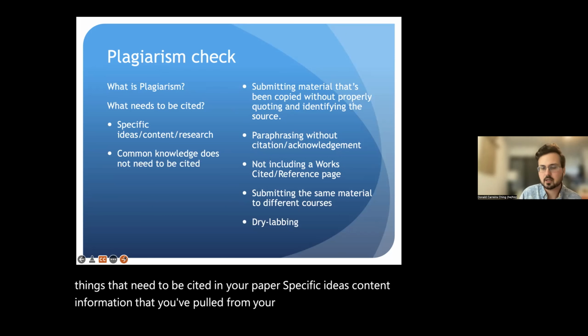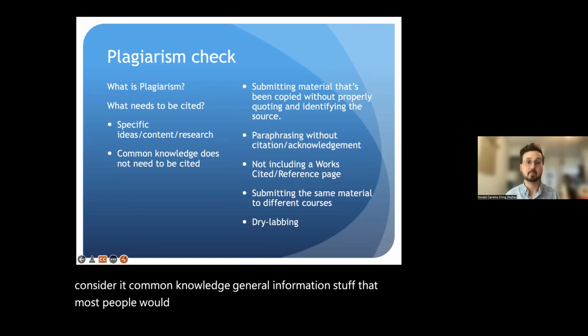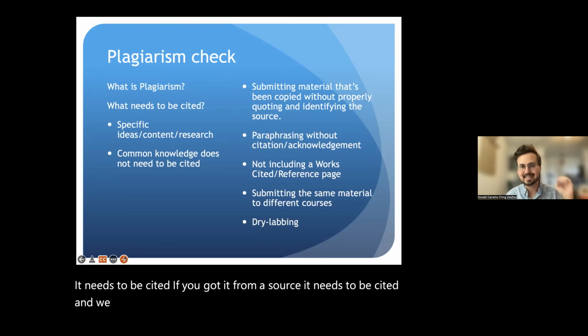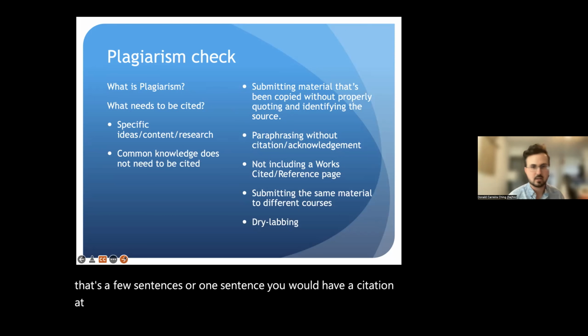If you wouldn't consider it common knowledge, general information, stuff that most people would probably know, it needs to be cited. If you got it from a source, it needs to be cited. And when we're talking about citing, it needs an in-text citation. So if you're paraphrasing, immediately after the paraphrase, whether that's a few sentences or one sentence, you would have a citation at the end. That's typically the author's last name or the title of the source.